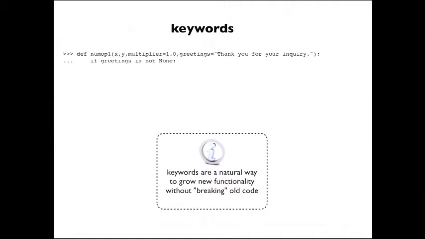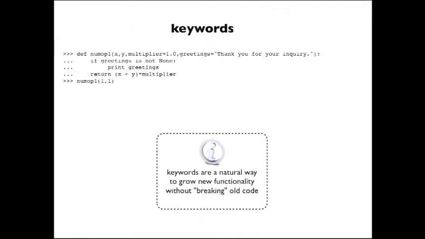Okay, so let's do that. If greetings is not none, then we'll just print greetings. And we'll return x plus y now times a multiplier, right? So it's essentially still doing the same thing as before, but I'm multiplying the result by, in this case, I set the default to be 1.0, so I'm going to get back the same result as I had before.